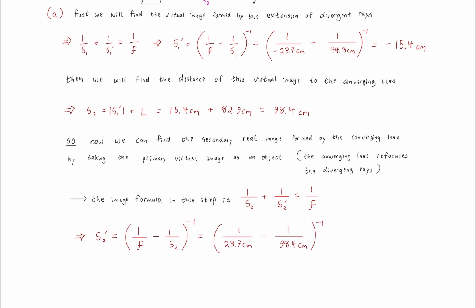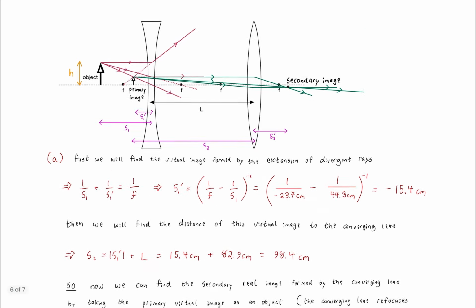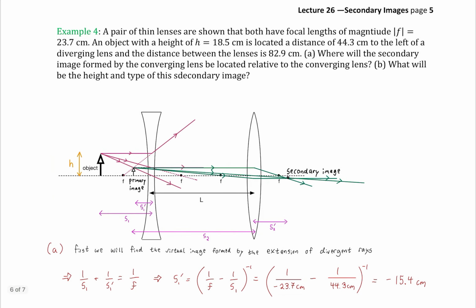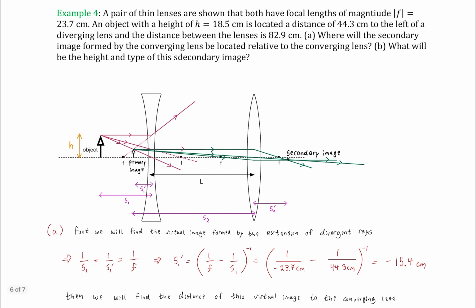Plug in the appropriate values. Notice here we're plugging in a positive value for the focal length because now it's the converging lens that is creating the image. There's our object distance, and there is our image distance. We get 31.2. And how does that compare to our focal length, 23.7? That makes sense because we're pretty far away.